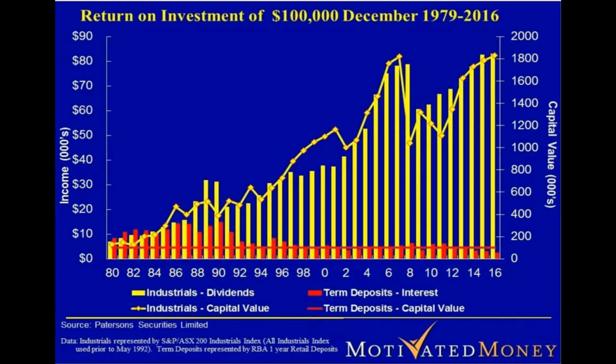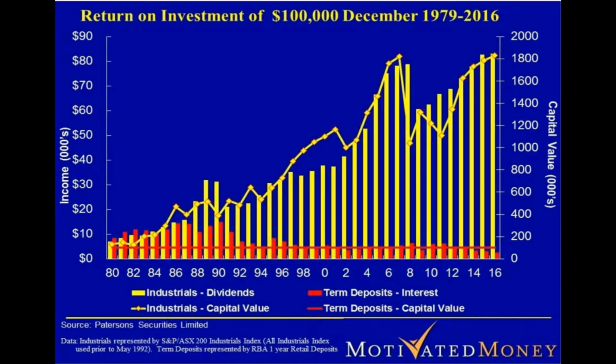From that period of time, we're able to see that looking at the term deposit capital value line, that is the straight red line, we see that the value of a term deposit in this case has remained consistent all the way through. So in this case, if we had $100,000 and we invested that money, the value of that term deposit will remain consistent all the way throughout.